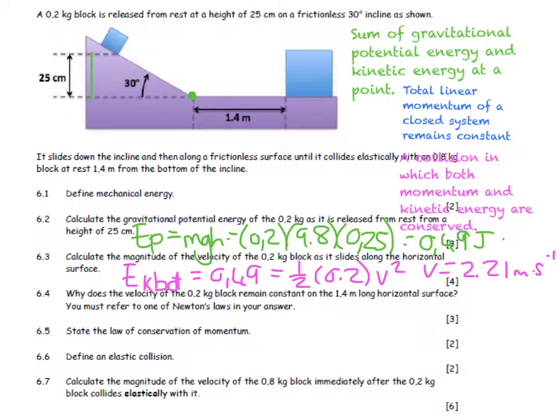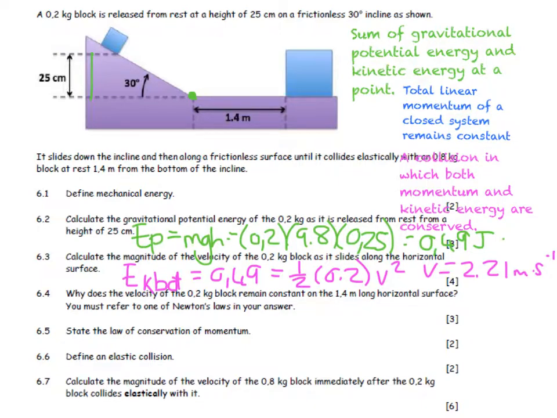Then it says, why does the velocity of the 0,2 kilogram block remain constant along this 1,4 meters horizontal surface? And you must refer to one of Newton's laws in your answer. There is no friction on the surface. Therefore, there is no unbalanced force on this object. So, an object will remain at rest or in a constant state of motion in the absence of any unbalanced forces. And it's Newton's first law that you are referring to.